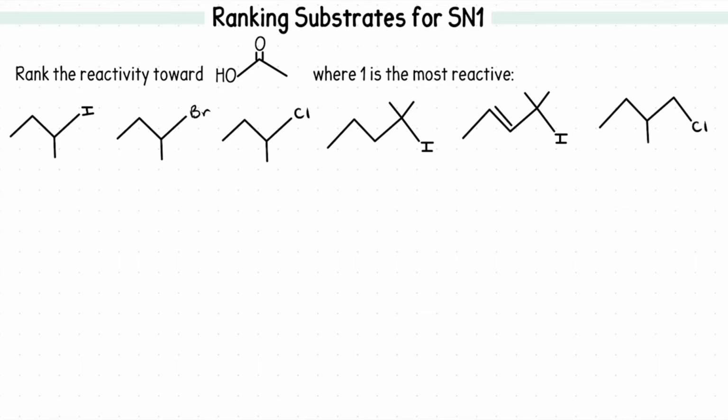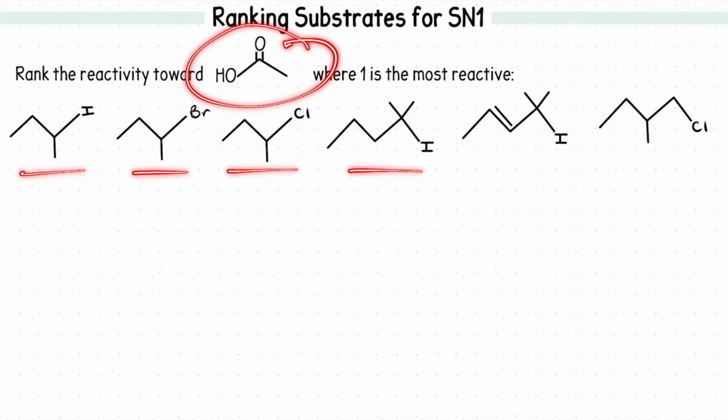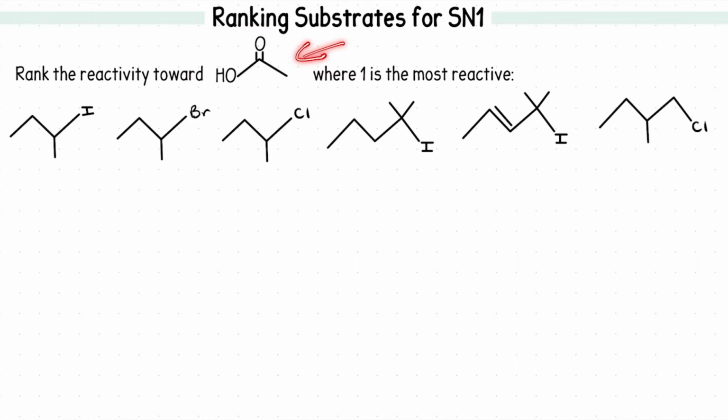So if you weren't told that this is for an SN1 reaction, the way that you can tell is just by looking at that nucleophile. So rank the reactivity towards, we know this is a nucleophile because these must be substrates, right? They're the alkyl halides. What type of nucleophile is it? Is it weak? Is it strong? Well, it's a carboxylic acid. I know that these are actually weak. This is also neutral. So because it's neutral, I know it's an SN1 reaction.